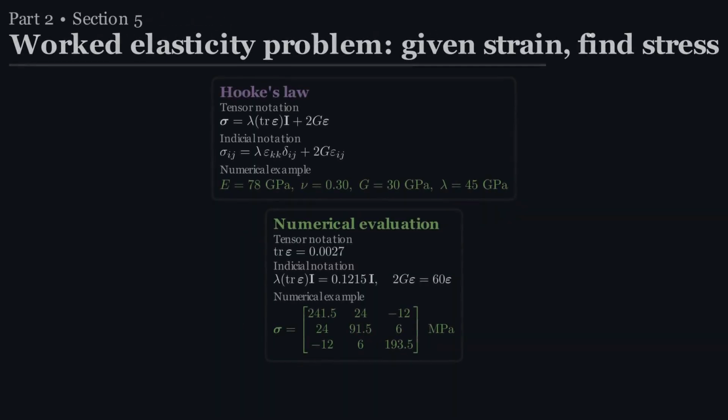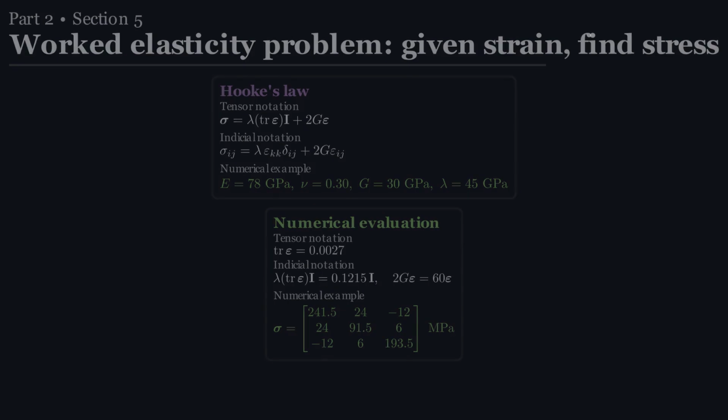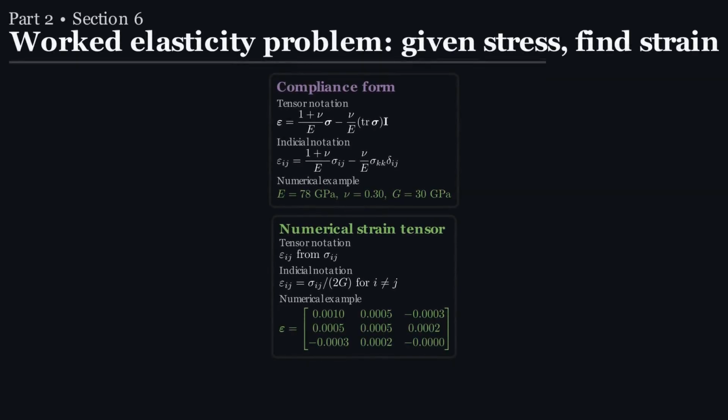In the first elasticity problem, strain is given and stress is required. For isotropic linear elasticity, we first write Hooke's law in tensor form, then in indicial form, and then substitute the numerical Lamé constants and the strain tensor. In the reverse problem, stress is given and strain is required. The compliance form is the inverse constitutive map, and the tensor shear strains follow from sigma_ij over 2G for off-diagonal components.